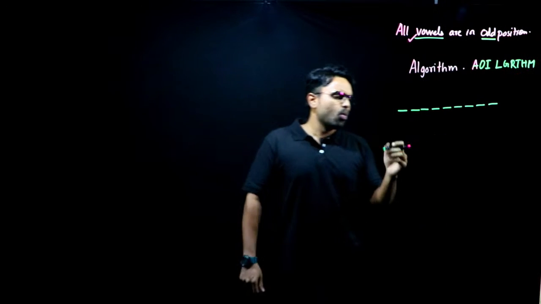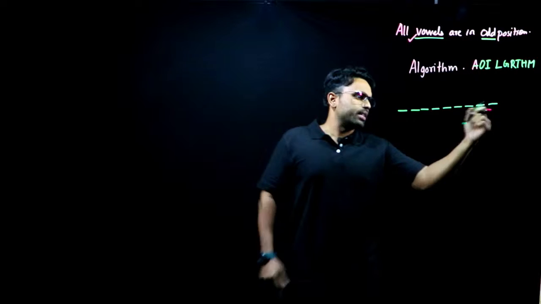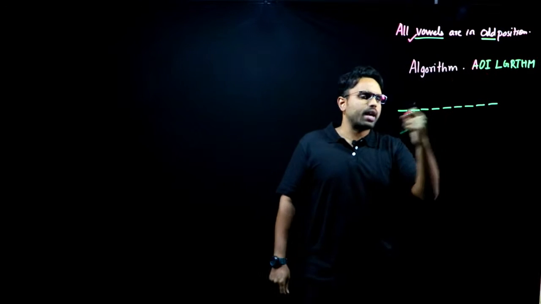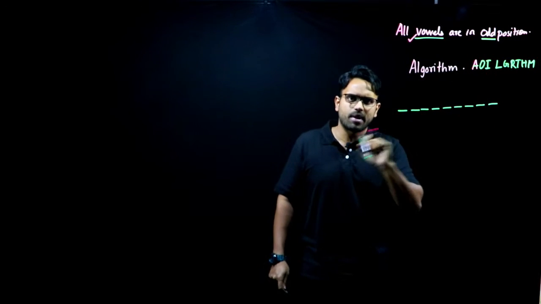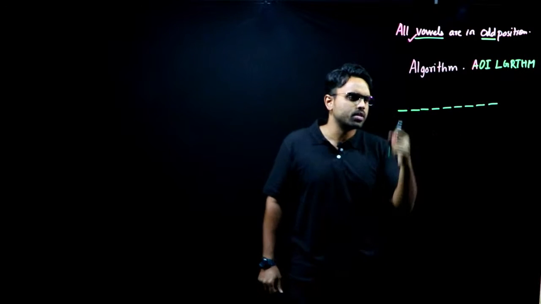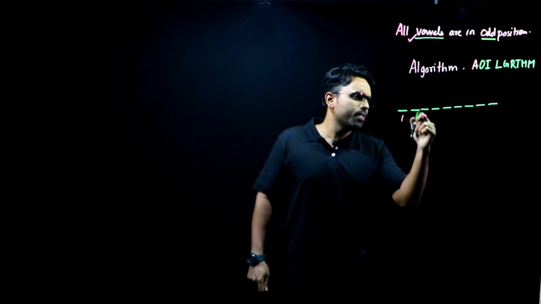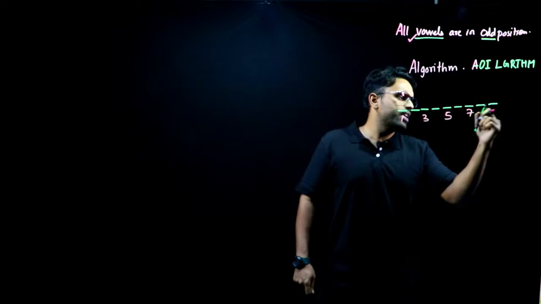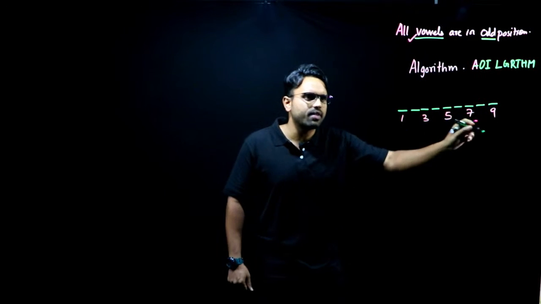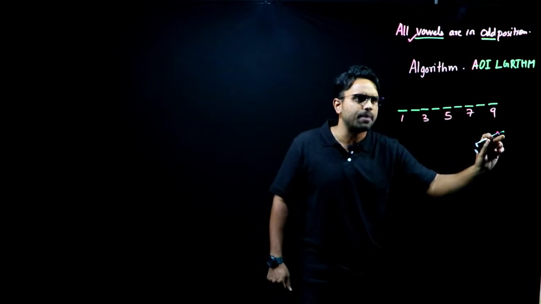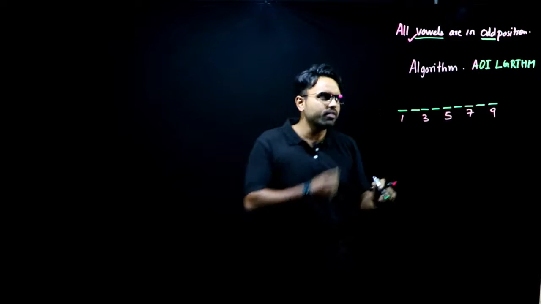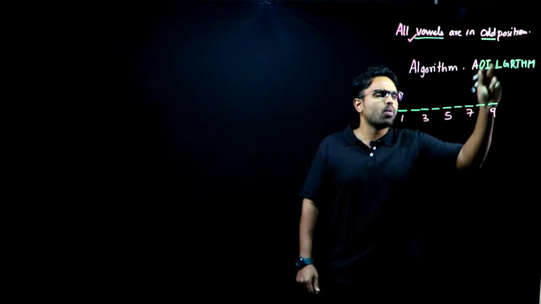Now, what are my odd positions here? To form a 9-letter word, I need 9 blank spaces. What are my odd positions? 1, 3, 5, 7 and 9 are my odd positions. Do you agree? Now, what are the positions that these vowels can occupy?